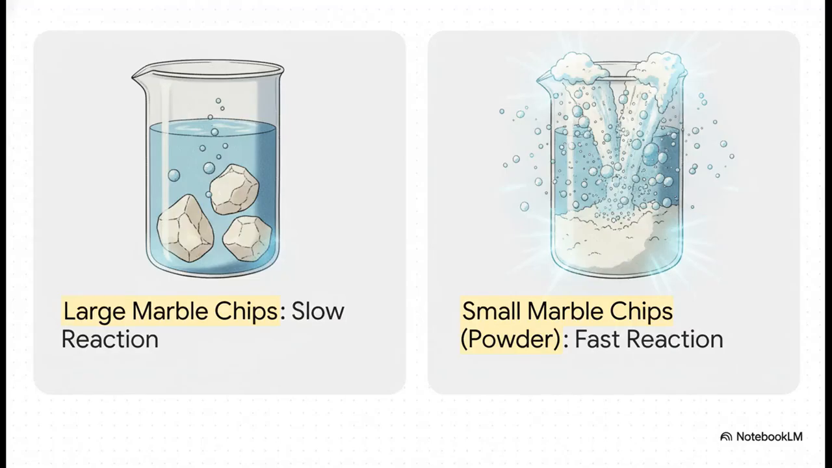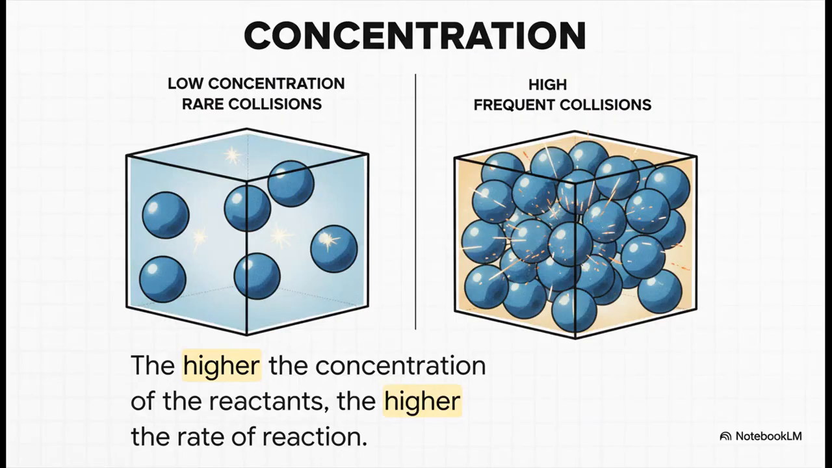A classic experiment shows this perfectly. If you drop some big marble chips into acid, you'll see a slow, steady fizz. But if you take those exact same marble chips and grind them into a powder first, then drop them in, it's a furious, fast fizz. It's the same amount of marble, the same acid, but a completely different speed, just because we changed the surface area.